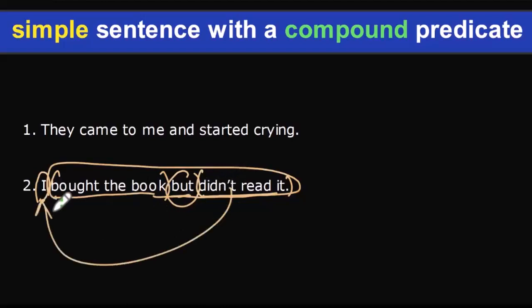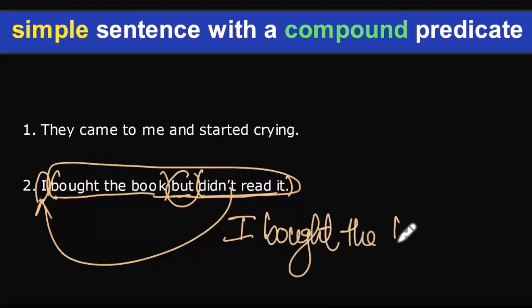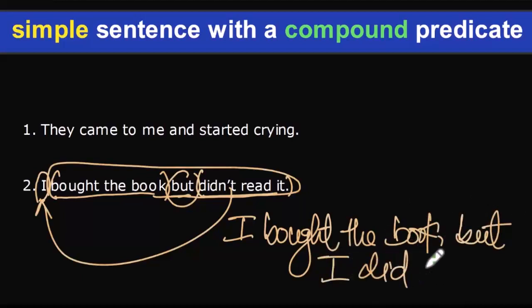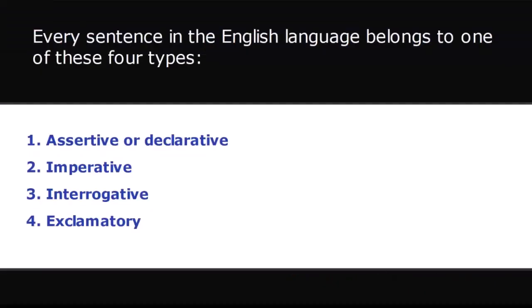You can change this simple sentence into a compound sentence by saying, I bought the book, but I didn't read it. You can also do that if you want to.